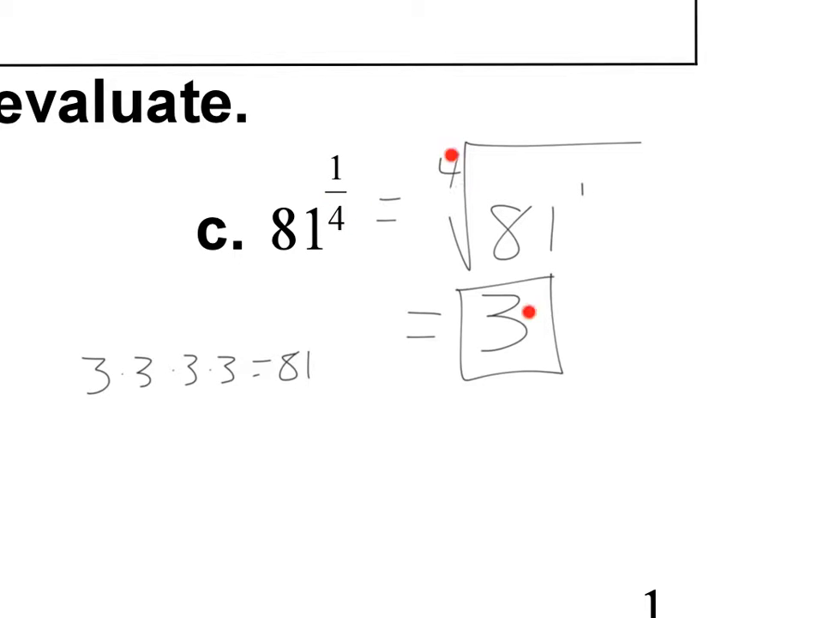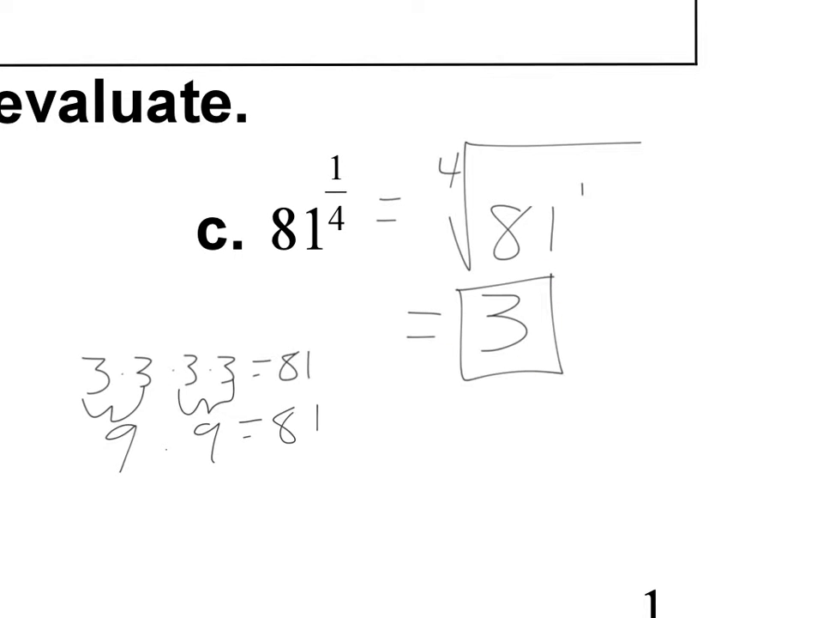Okay, well, the 4 is what's going to go in the crack. The 81 goes inside. 81 to the 1 is the same thing as 81. So we're really just saying we're the fourth root of 81. So what times itself 4 times equals 81? Well, that's 3. I already am familiar with this number because 3 times 3 is 9, and 3 times 3 is 9. And 9 times 9 equals 81. So that works. The answer to this would just be 3.